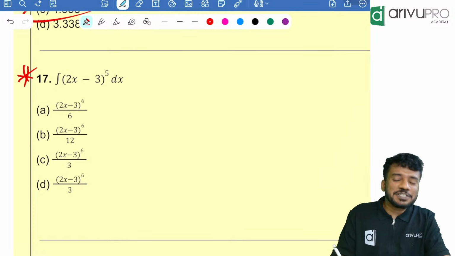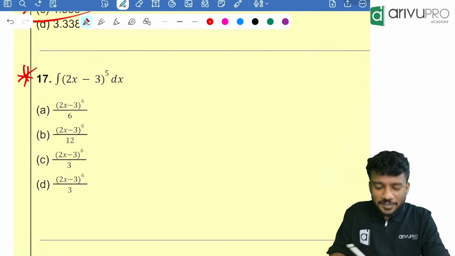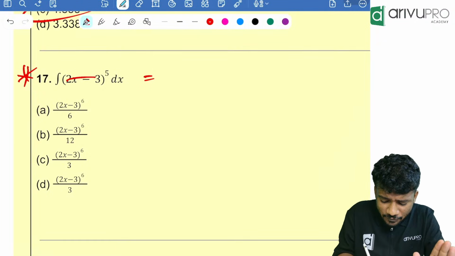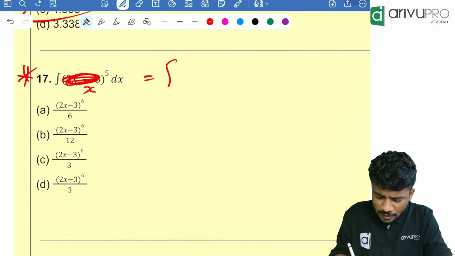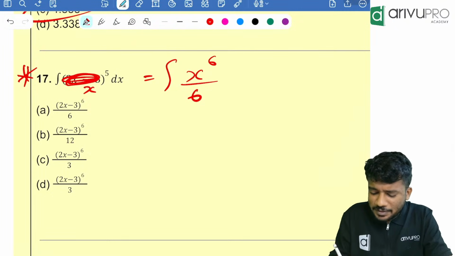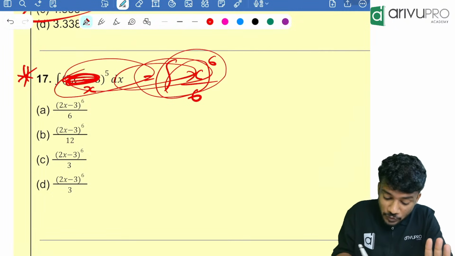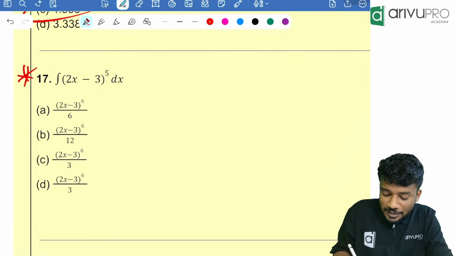Integral of (2x minus 3) the whole raised to 5. So you will treat it just like x. I'll tell you the shortcut. If instead of this, x was there, what would you do? You will take it like the integral of x raised to 6 divided by 6, right? So keep that logic, and use that logic and get me the answer.